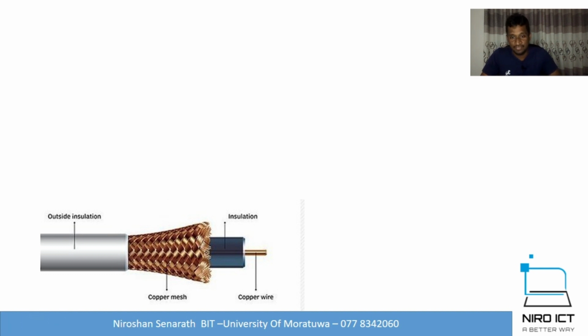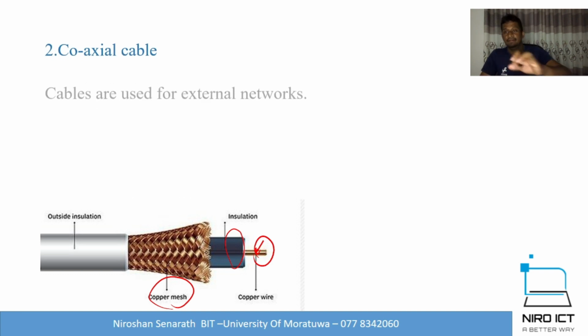It is a very special cable compared with the twisted pair. This is very good. Right, in here we have a copper wire, and around it there is some insulation and copper mesh. After that an outside insulation is there, right? This is a very important cable. And let's see what the features are and what we must know about coaxial cables.